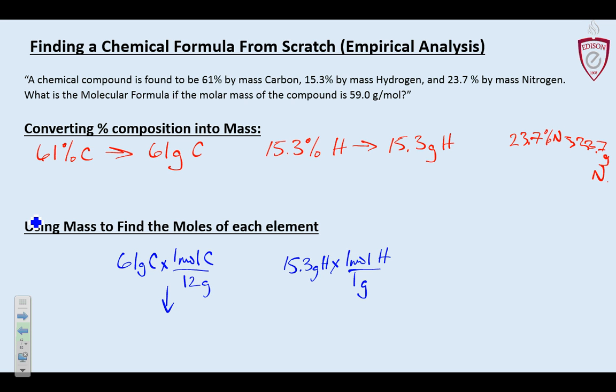The first one is 5.08 moles carbon. That's really close to 5. Yeah, but we'll leave it at 5.08 for now. This one I know, that's 15.3 moles hydrogen.